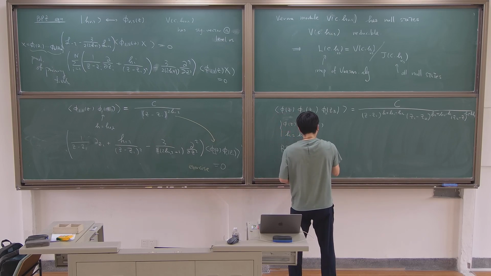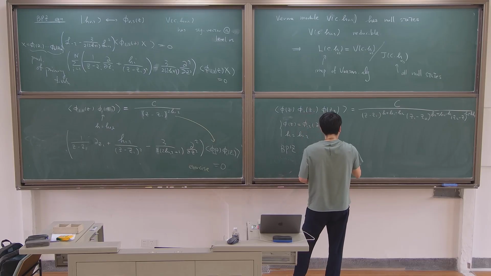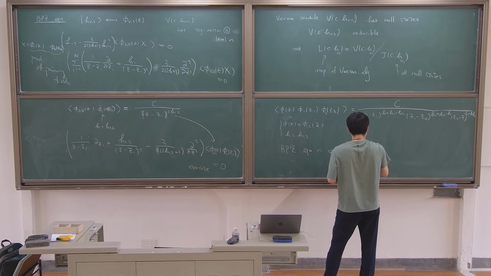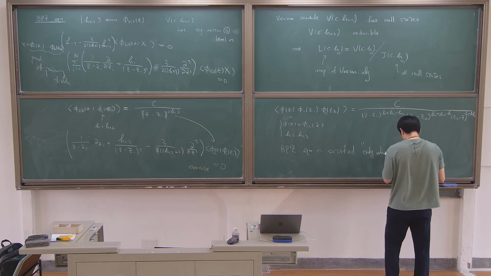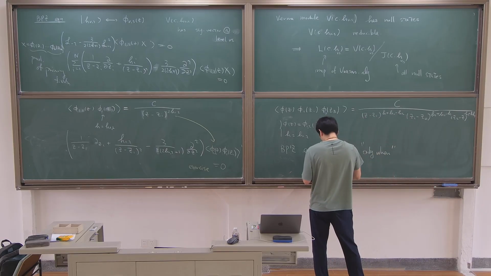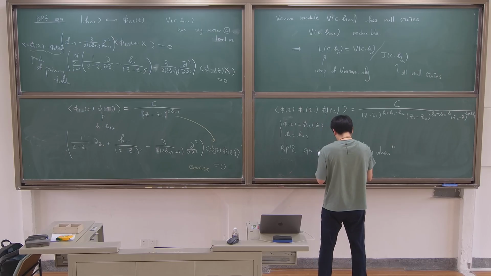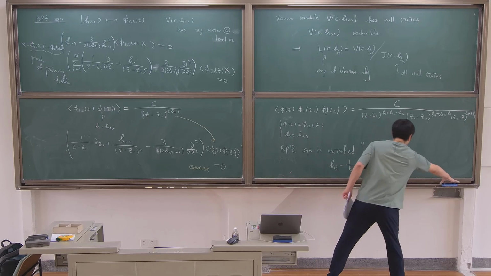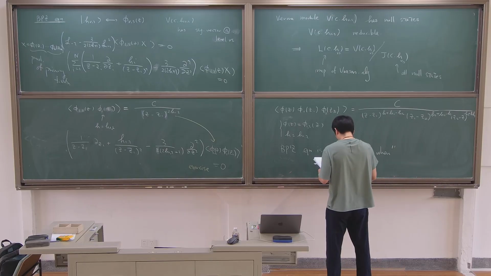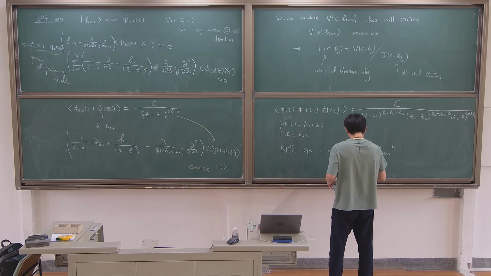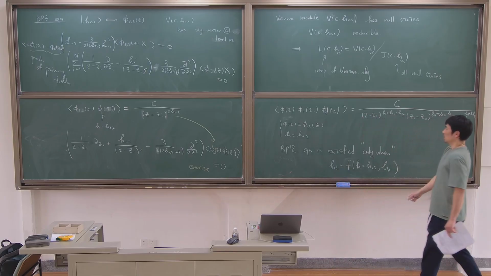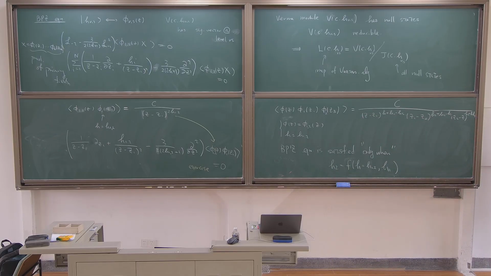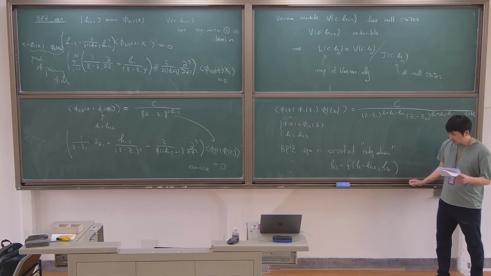And the BPZ equation is satisfied only, and this is very important, only when h_2 is a function of h and h_1. This one is already written in the lecture. h_2 is some analytic function of h_{1,2} and h_1.